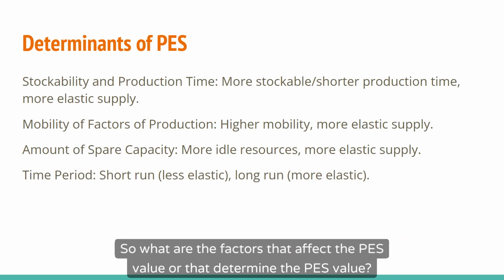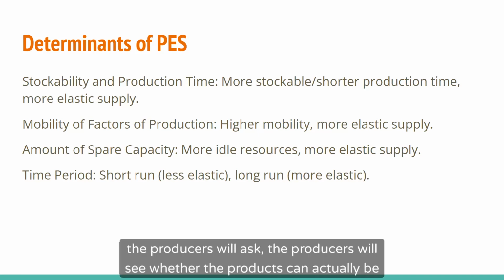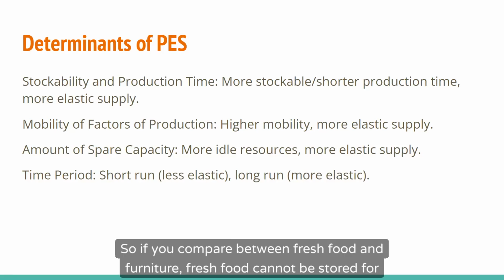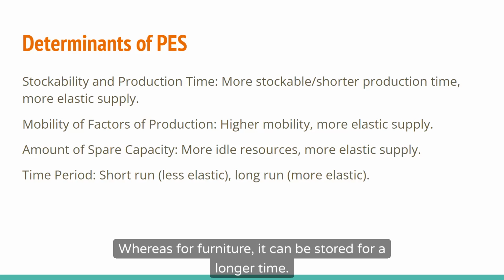Okay, so what are the factors that affect the PES value or that determine the PES value? So the first one, we have the stockability and the production time, right? So we ask the producers whether the products can actually be stored. So if you compare between fresh food and furniture, right? Fresh food cannot be stored for long because it will go bad, whereas for furniture, it can be stored for a longer time.